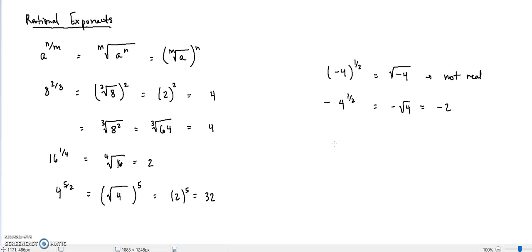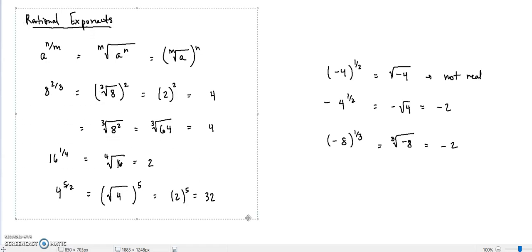And of course, we talked about this before with the other roots. If you have something like -8 to the 1/3, 1/3 is a cube root, and I can take the cube root of a negative number. So -2 times -2 times -2 would give me -8. So that is what you do with a rational exponent. You change it to the root and the exponent.